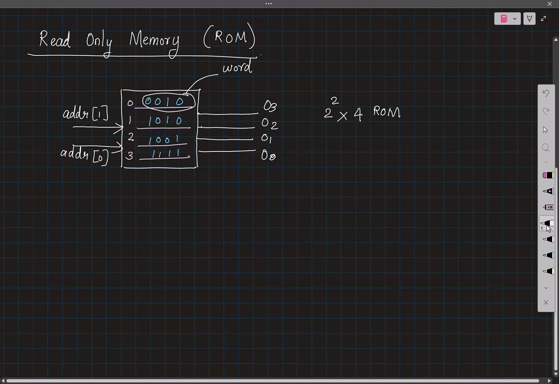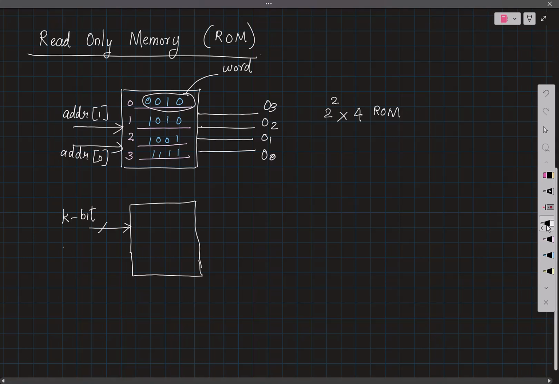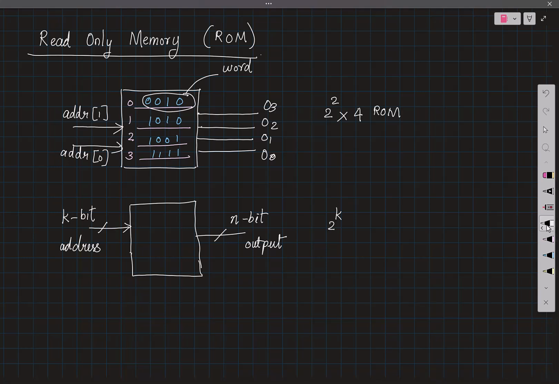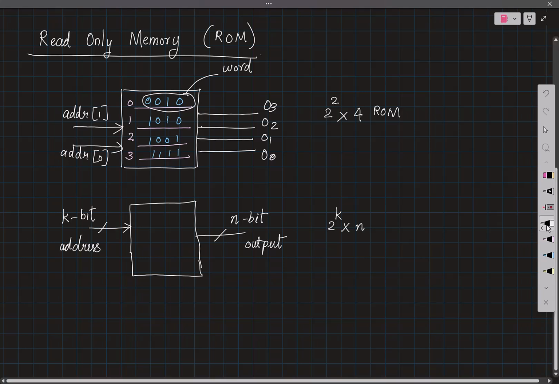So in general, if you take a ROM, it can have a k-bit address, and let's say the output is an n-bit output. Then it means that you have 2 power k memory locations, which means you have 2 power k words stored in your memory, and each word is n-bit wide. So this is a 2 power k cross n ROM.